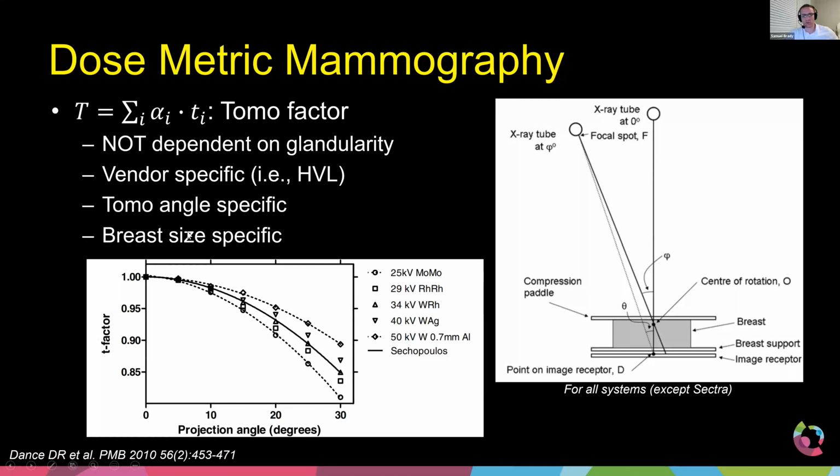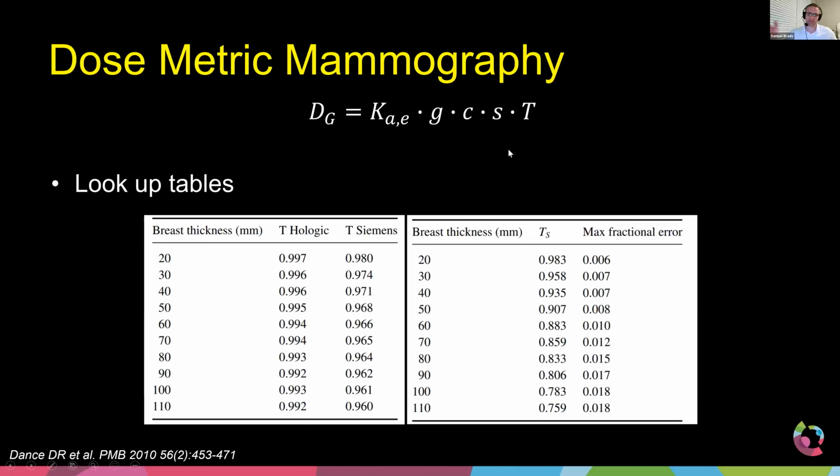And then, of course, we need to know what the breast size is. The breast thickness is going to change as a function of angle as you sweep over it. All of this is taken into account. They've done a lot of simulations and publications based on those simulations. So now, based on breast thickness and the type of machine you're using, you can go look up these T factors. You still need to know the air kerma and the g, the c, and the s, but now you can add just one more lookup table and tack that on to calculate mean glandular dose for a tomographic sweep.